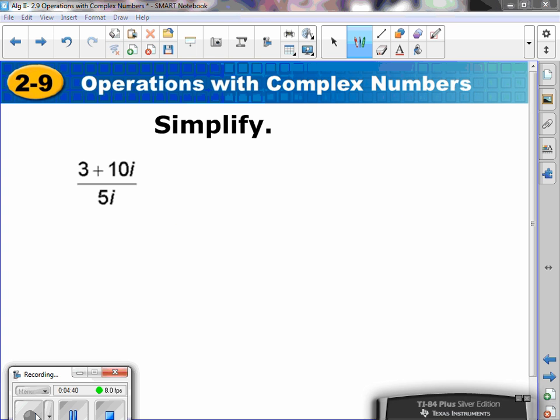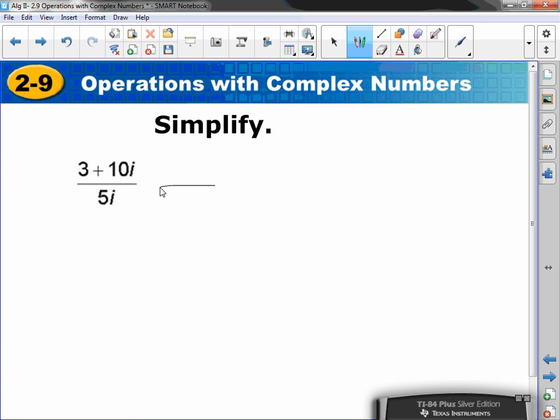I have 3 plus 10i over 5i. We cannot leave imaginary numbers in the denominator. It's like leaving a square root in the denominator or a fraction in the denominator. It's one of those things you have to simplify. In order to get this 5i, or this imaginary part, from the bottom and move it to the top, I have to multiply by the conjugate.